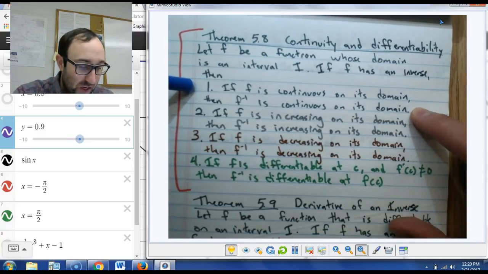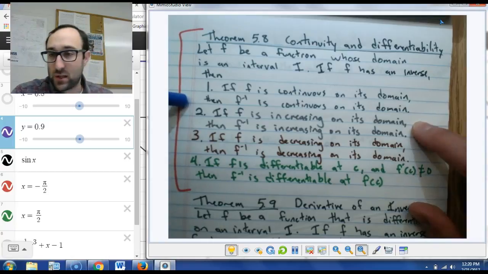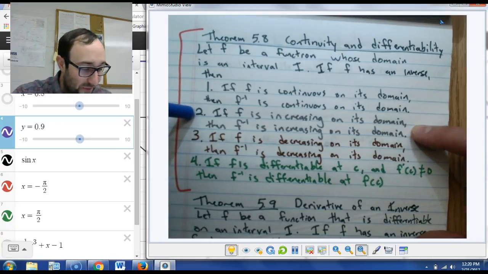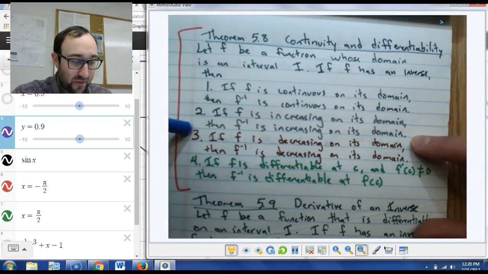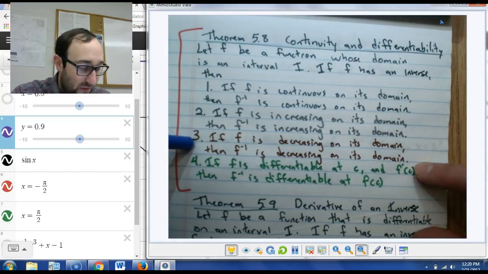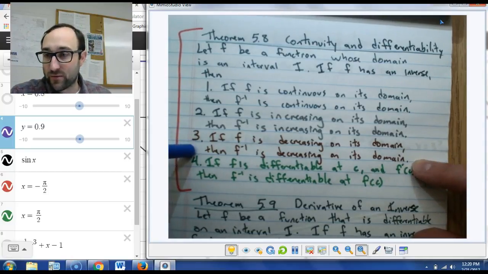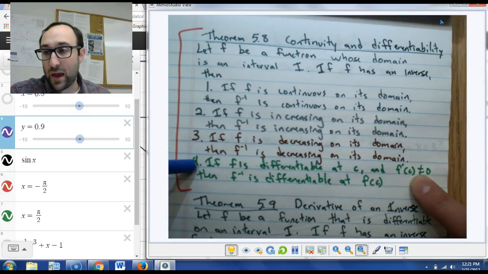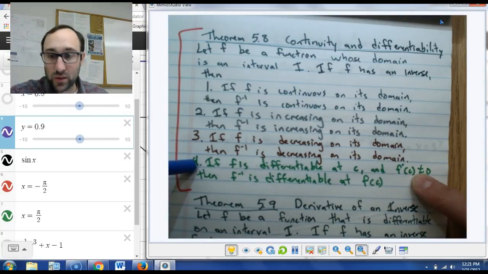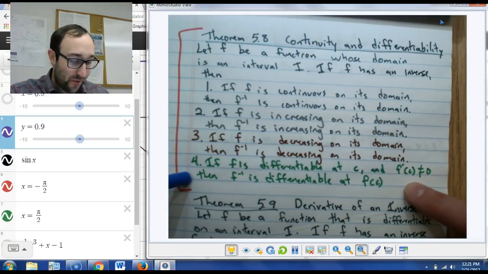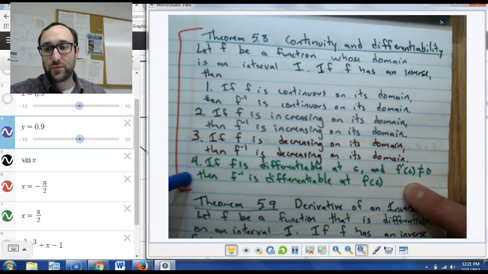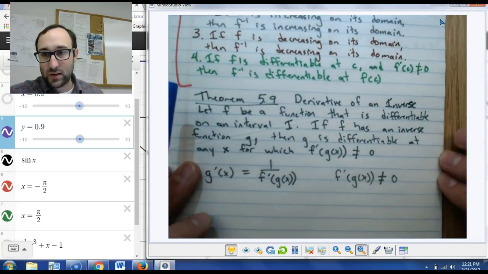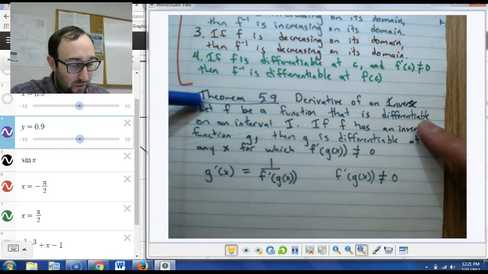1, if f is continuous on its domain, then the inverse is continuous on its domain. If f is increasing on its domain, then the inverse of f is increasing on its domain. If f is decreasing on its domain, then the inverse of f is decreasing on its domain. If f is differentiable at c, and f prime of c does not equal 0, then the inverse of f is differentiable at f of c. So all that stuff happens. Great. Now here's theorem 5.9. The derivative of an inverse.